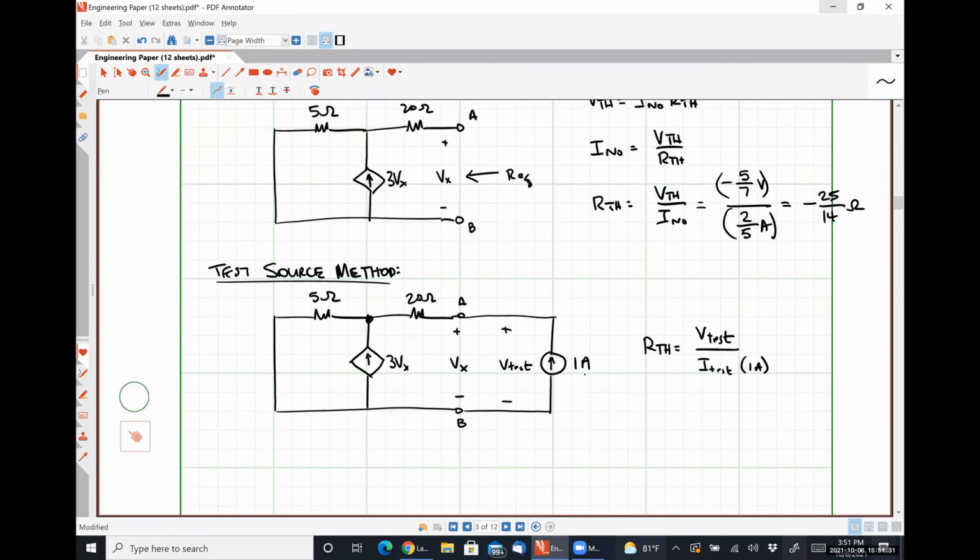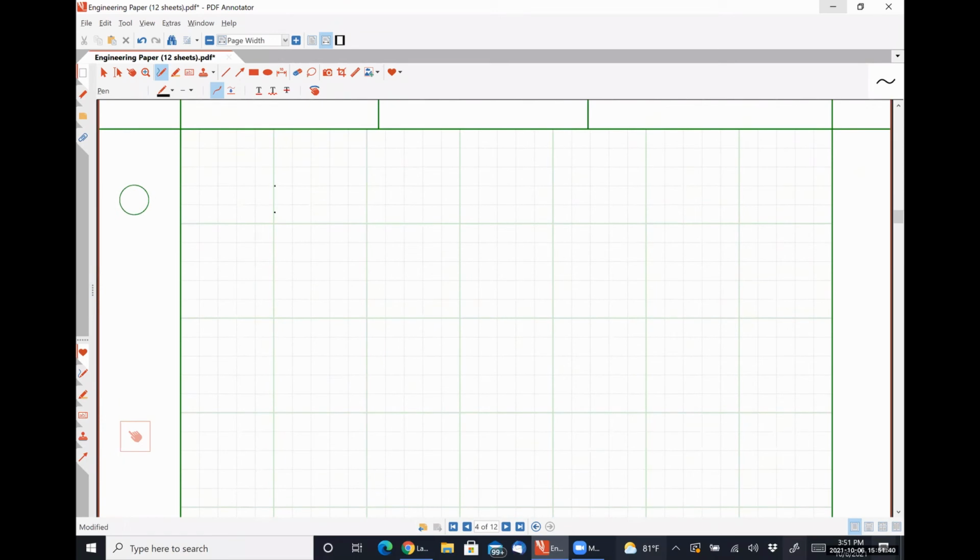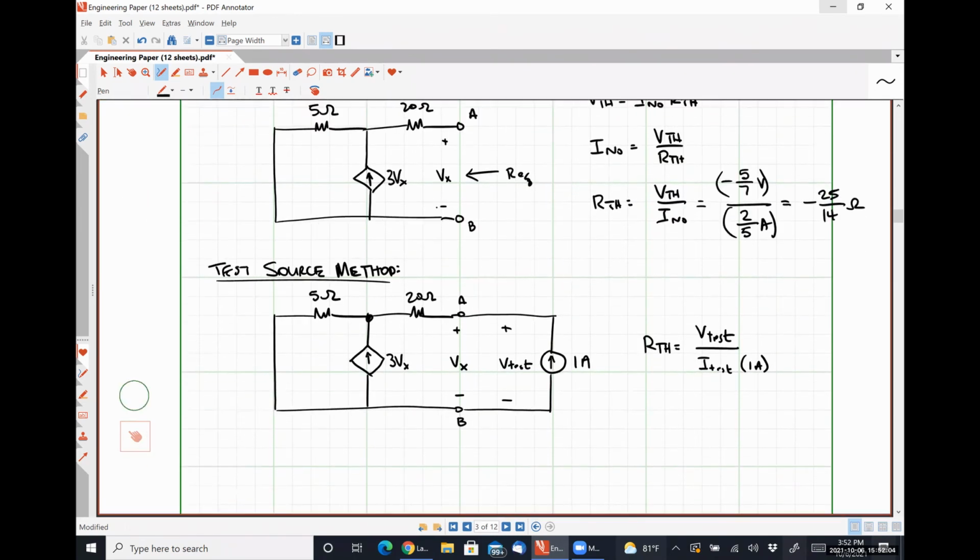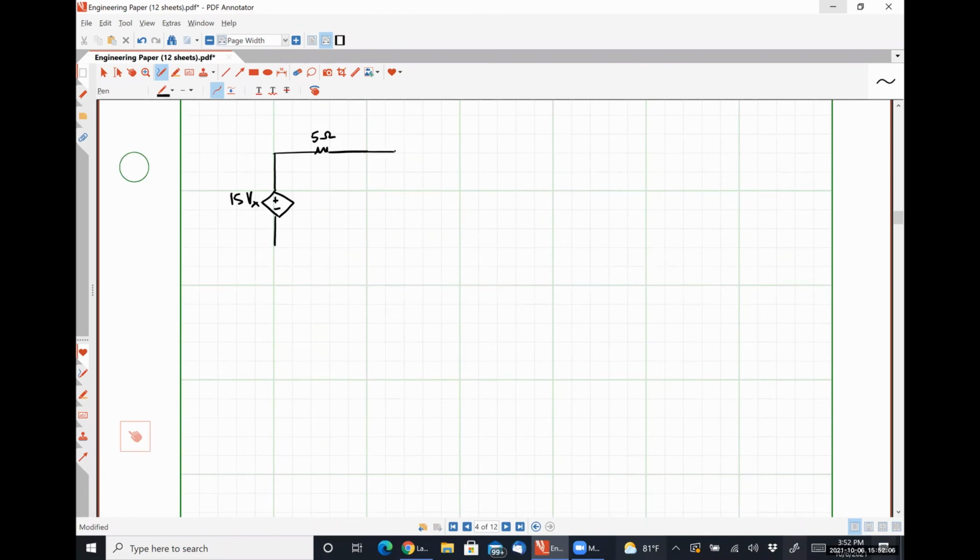So I'm going to have 3 times 5, so 15 Vx. Actually, this should be a dependent source. My apologies. And that's going to be in series with a 5 ohm resistor, right? Yep. In series with a 25 ohm resistor.